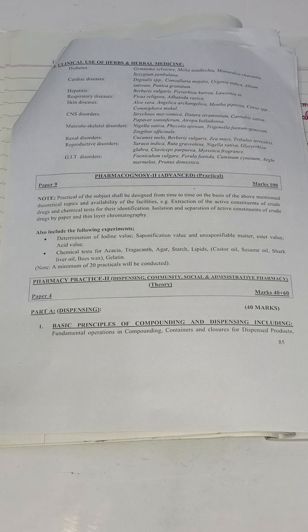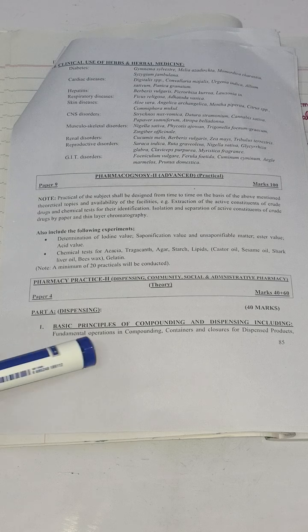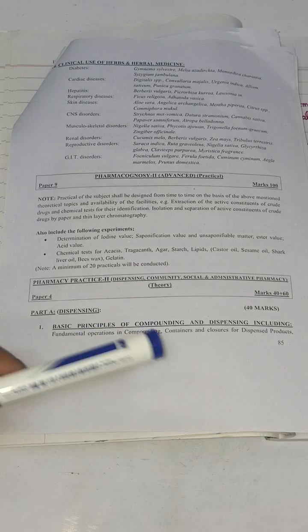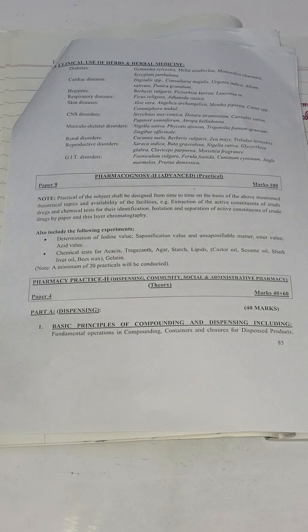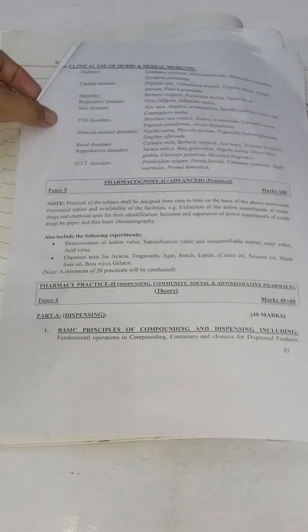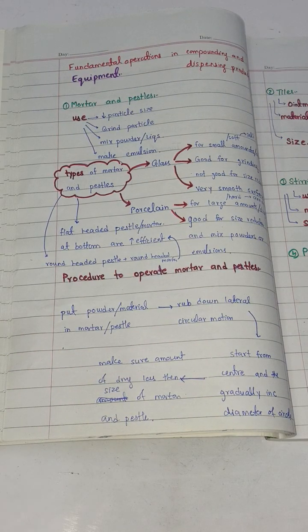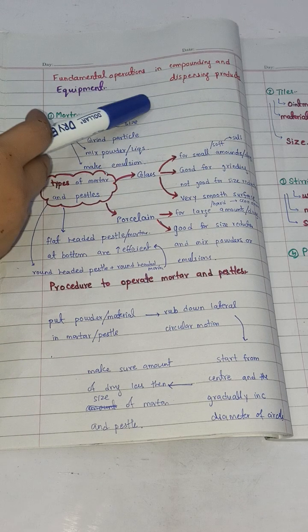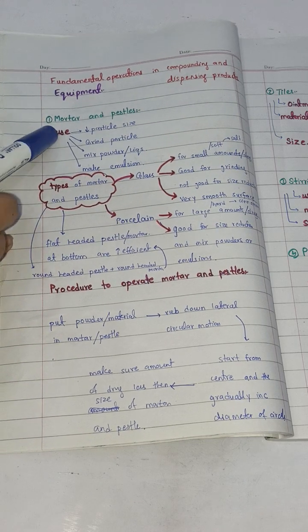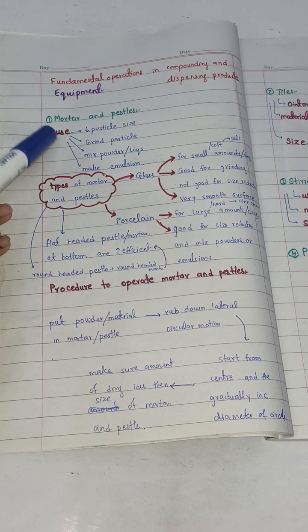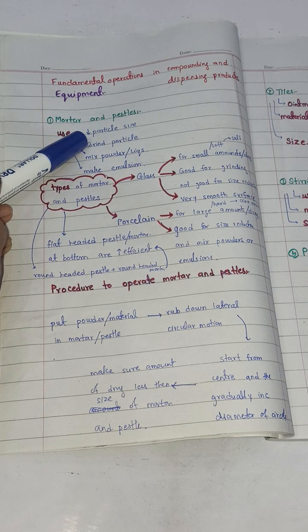So now we are going to start our topic, which is about the fundamental operations in compounding, their containers and their closure for the dispensed product. We are discussing some important equipment here which is used in the process of compounding and dispensing. The first equipment is the pestle and mortar. Its use is that it decreases the particle size.